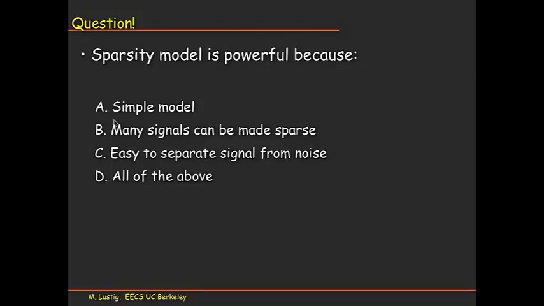Okay, so here's a question for you. Pick up the clickers. Sparsity model is powerful because A, it's a simple model. B, many signals can be made sparse. C, easy to separate signal from noise. D, all of the above. Okay, so the answer is all of the above. Yes, so basically, it's a very simple model. You can make a lot of signals sparse, and you can separate signal from noise.